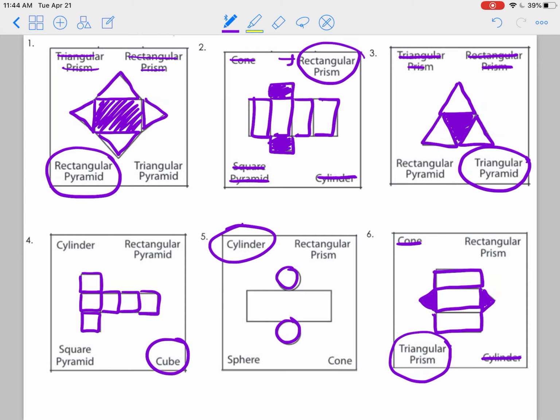Number 7 asks you to draw a net of your choosing. So you pick any 3D shape that you want and draw its net on your paper. Okay. Now remember, to get full credit for this assignment, you need to take a good, clear picture of your work and upload it to the Google form.